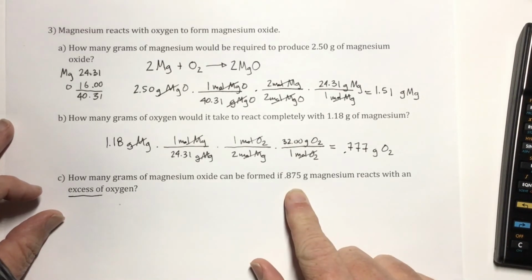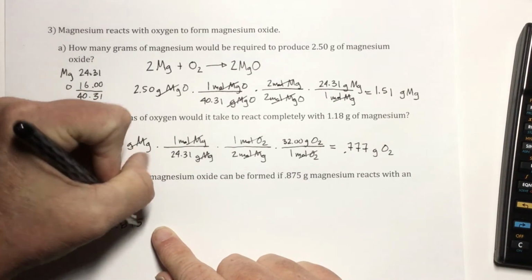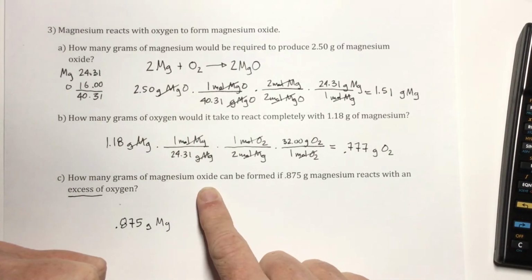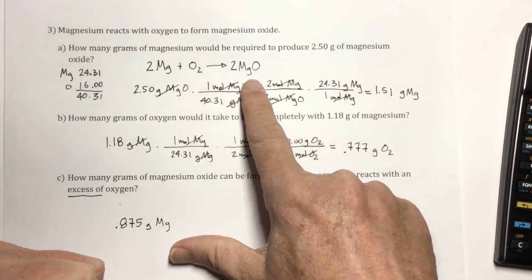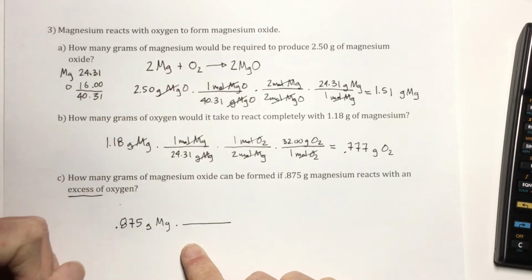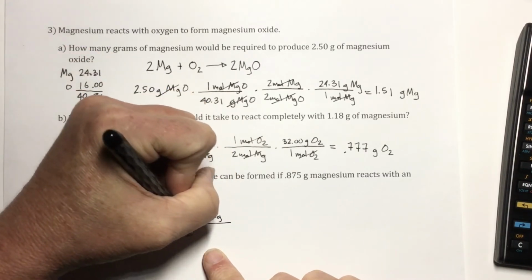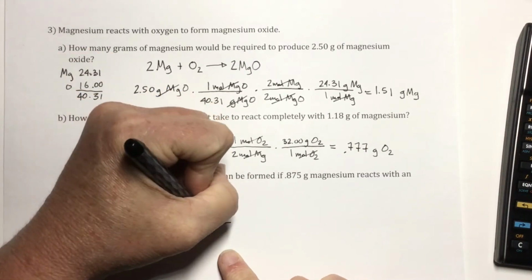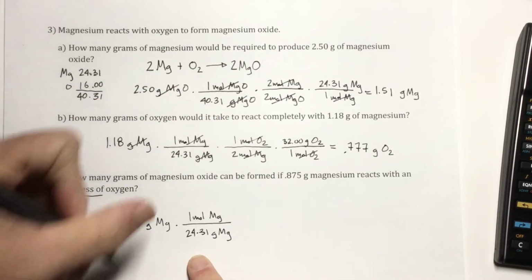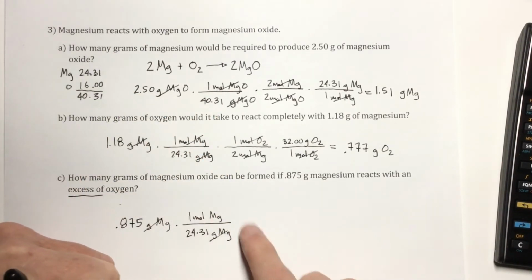Okay, let's see here. So, 0.875 grams of magnesium. I want to find out, if I have all the oxygen I need, how much magnesium oxide I can get from that. So, I will begin by first converting this to moles. So 1 mole of magnesium is equivalent to 24.31 grams of magnesium, the atomic mass of magnesium. So that means those will cancel out. Splendid. I want to find out how many grams of magnesium oxide.